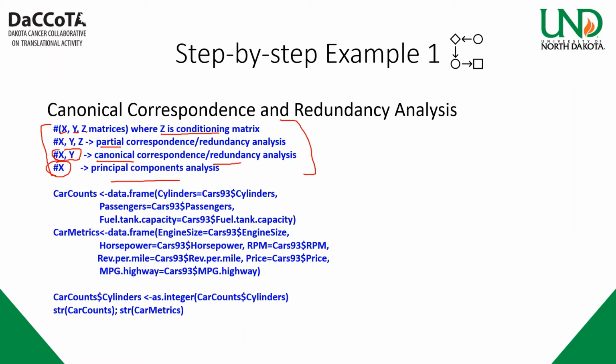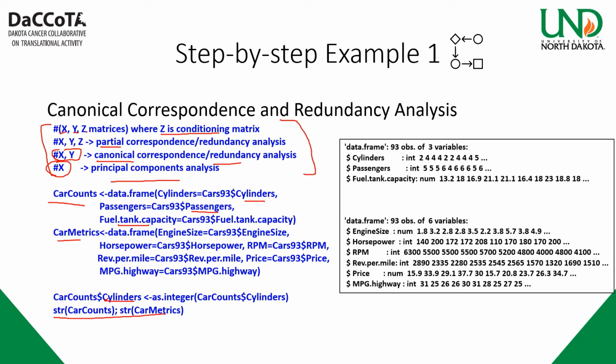Okay, so we'll create data frames. Now we're doing a different kind of data frame. We're trying to model the ecological setup where we're going to have these count data, almost like abundance data for cars. So like number of cylinders, number of passengers, and fuel tank capacity, all more count-like things. And then other metrics like engine size, RPM, and so forth. We're also going to make sure cylinders is an integer, and then just look at the structure. So we have two different data sets. These are going to be our Y variables, and these are going to be our X.